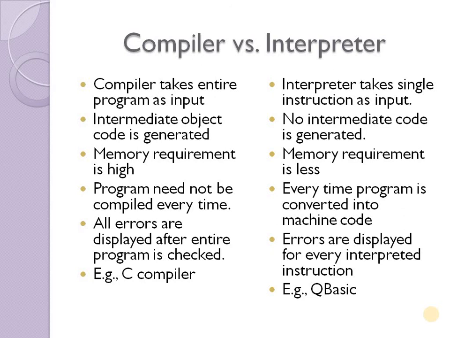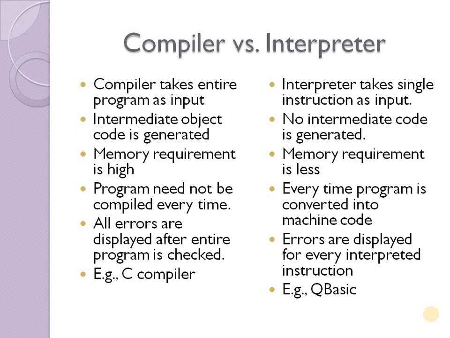And the program need not be compiled every time when you use a compiler. At the time of compiling, the code is converted to the object code, so you need not compile that code every time. Once that code is compiled and object code is generated, you can use that object code. But in interpreter there is no object code, so every time that program needs to be converted into machine code. All errors are displayed after the entire program is checked in a compiler, but in interpreter errors are displayed for every interpreted instruction.